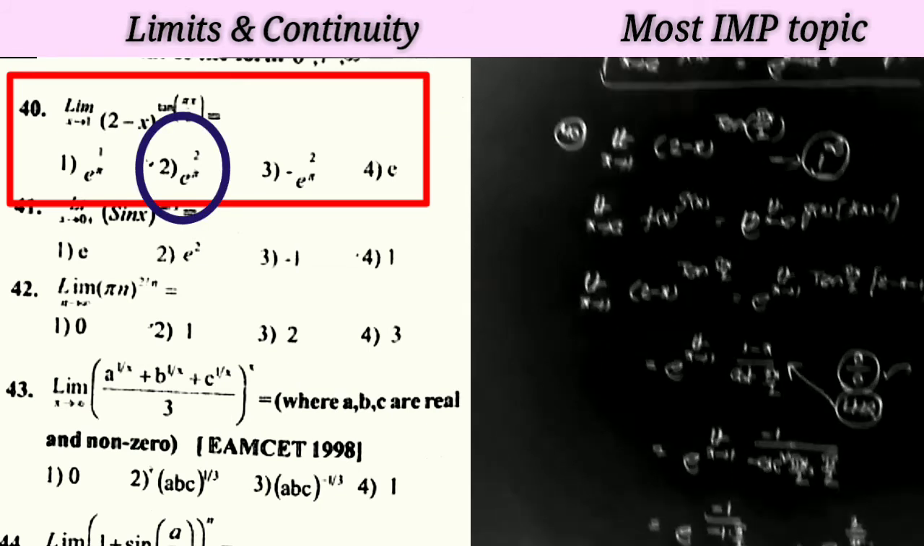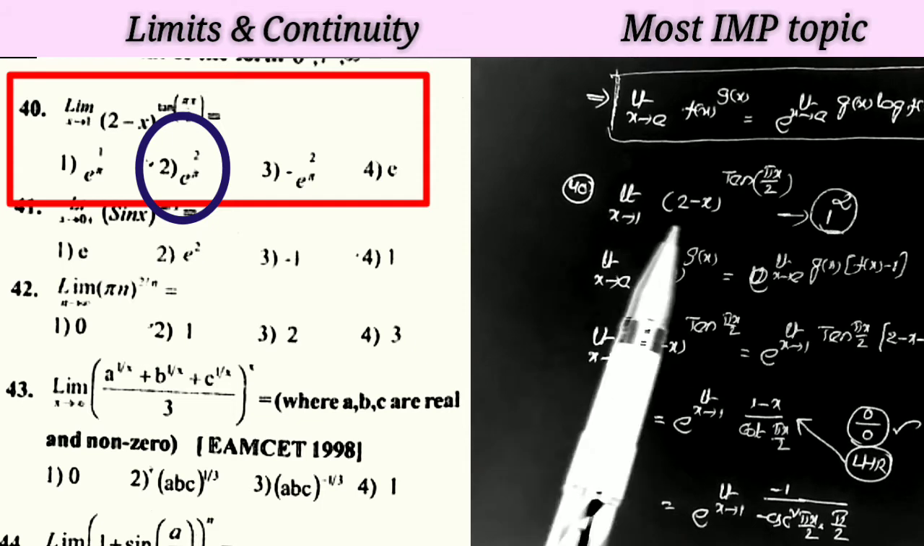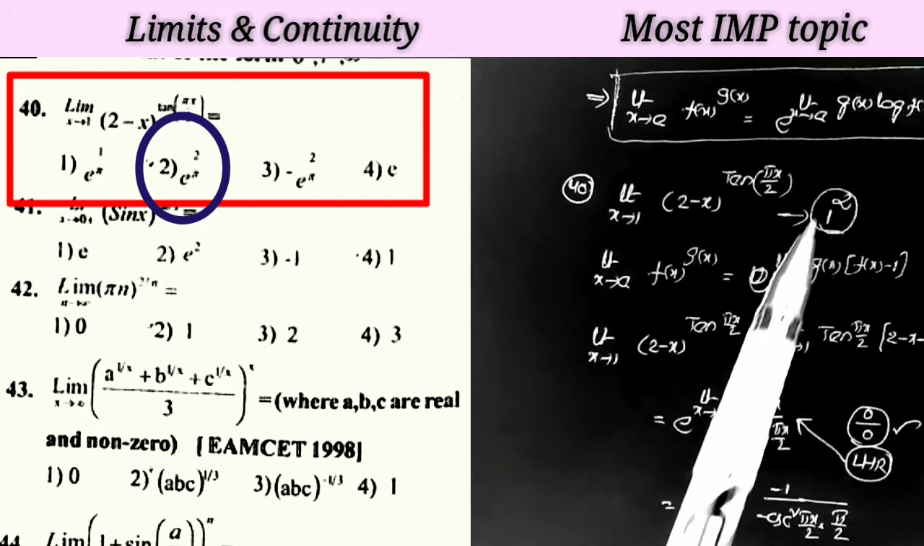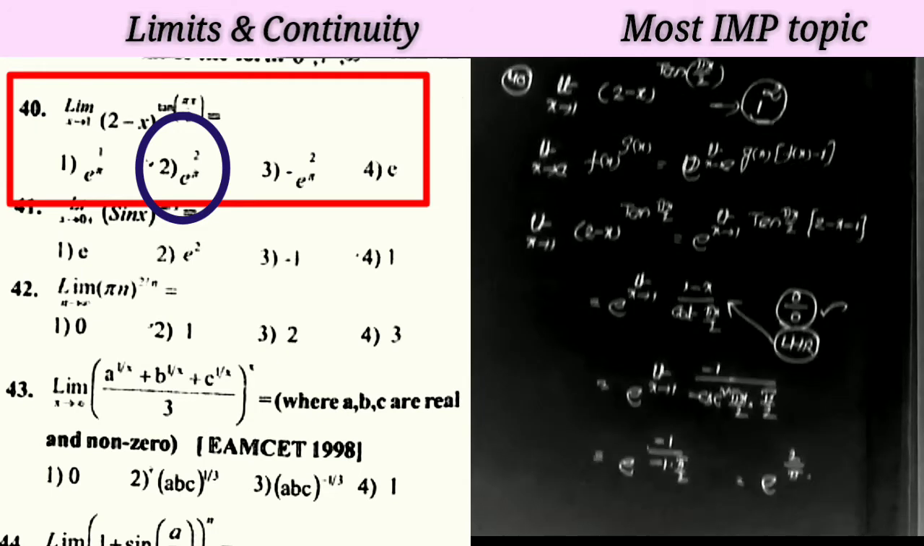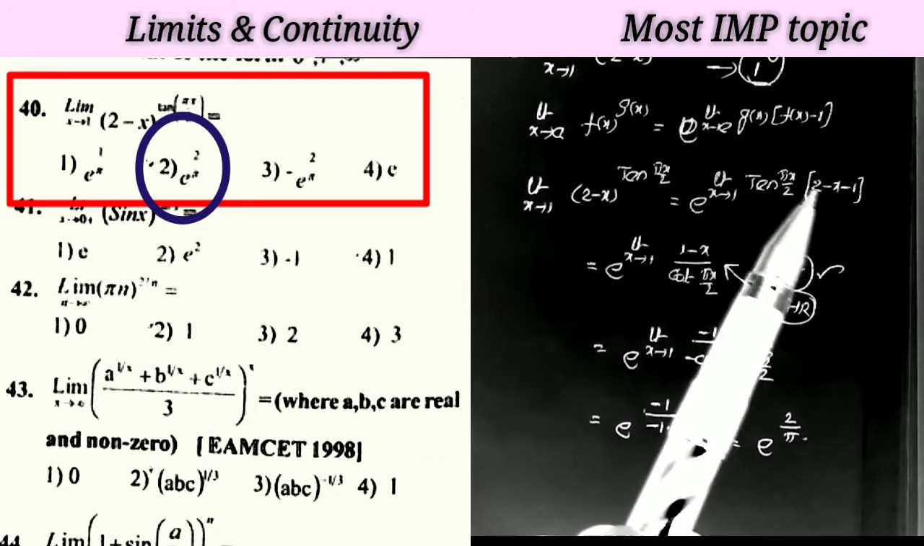Very easy question. When we take x equal to 1 directly in the given question, it returns the value 1 power infinity. So we simply apply the formula to get the required answer. Very easy, just applying the formula.